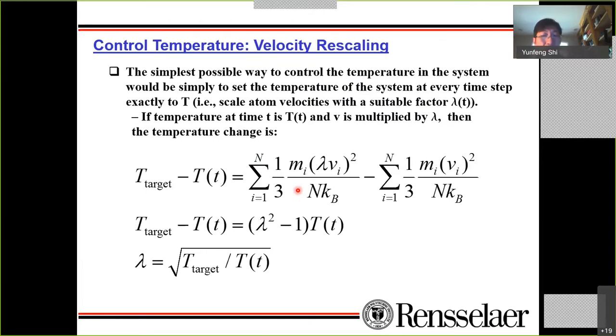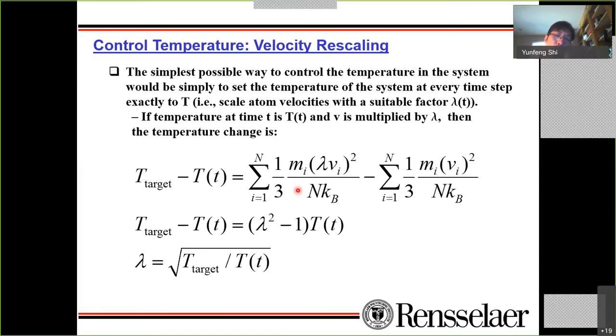First, this is how we can control the temperature. This is a very simple method, so-called velocity rescaling. Basically, my target temperature is T target, and my current temperature, which I can calculate from the average kinetic energy, is T. Then I can calculate a scaling factor between the target and my current temperature, and simply scale all the velocities. So if my temperature is lower, I will scale all the velocities to match whatever the target temperature is. This is really, really simple, right?